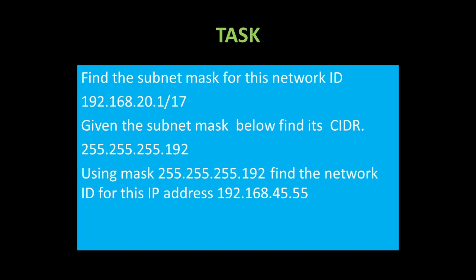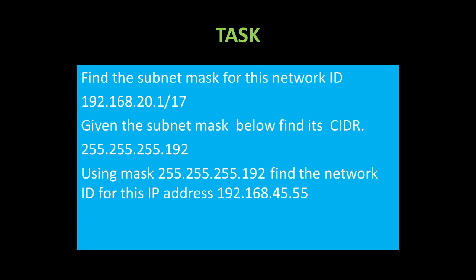Find the subnet mask for this network ID 192.168.20.1/17. You have to get the subnet mask for that, given the CIDR. Now, given the subnet mask below, find its CIDR. Now it's the opposite. You have the subnet mask 255.255.255.192. Find the CIDR, the classless interdomain routing, for that.